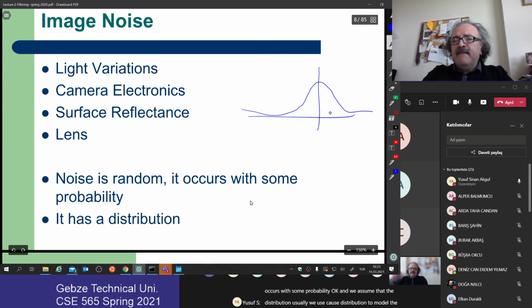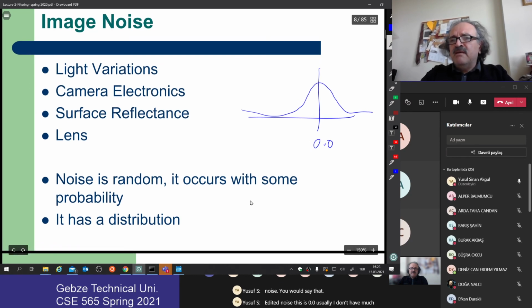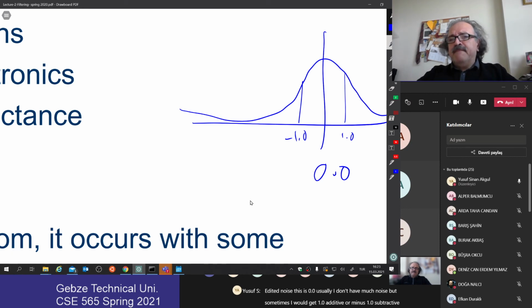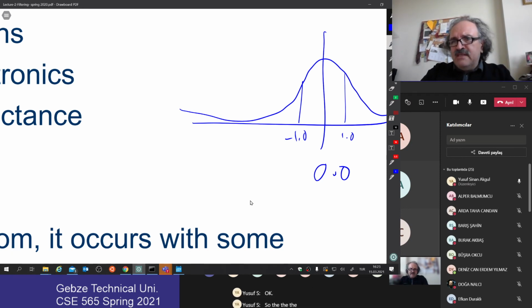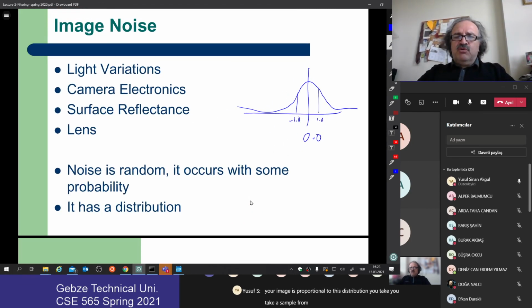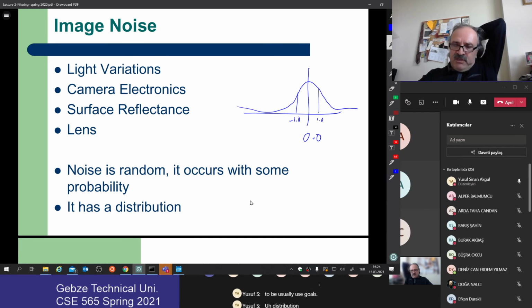Usually we use Gauss distribution to model the noise. Usually I don't have much additive noise, it is 0.0, but sometimes I would get 1.0 additive or minus 1.0 subtractive. So the amount of noise that you're going to add to your image is proportional to this distribution. You take a sample from this distribution and you add it to your image. Since Gauss distribution is very well understood, very convenient to use, and realistic too, we usually use Gauss distribution to model our noise.